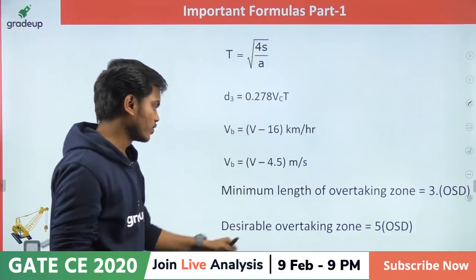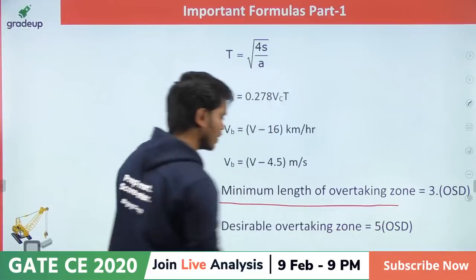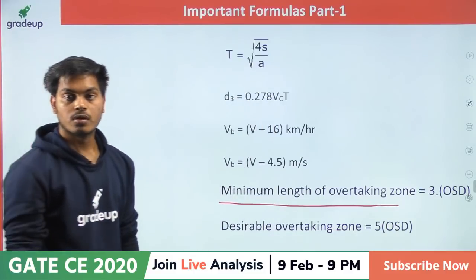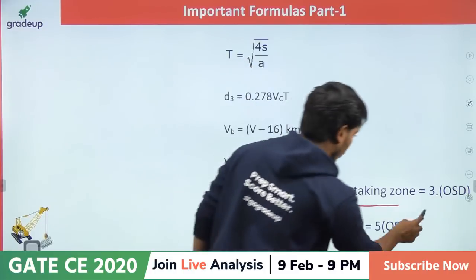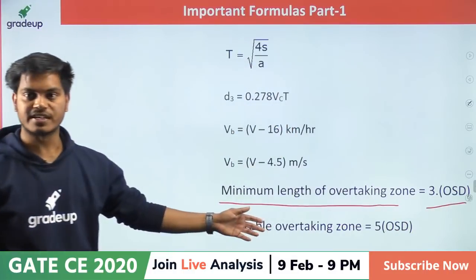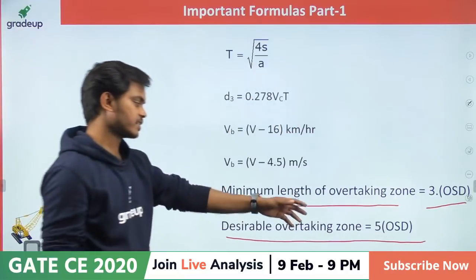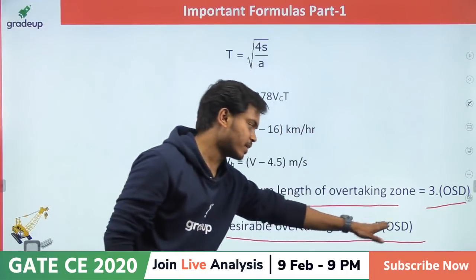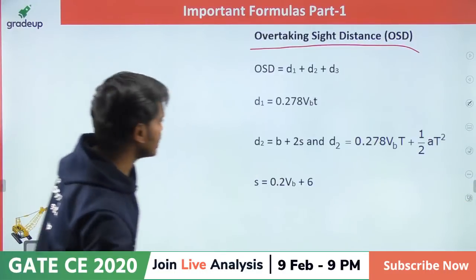This is the whole thing, how you can get the value of OSD. Remember this one thing: what is the minimum length of overtaking zone? It is 3 OSD, whatever the value of overtaking sight distance you have. Next, the desirable length of overtaking zone is 5 OSD. So OSD we will discuss D1, D2, D3.